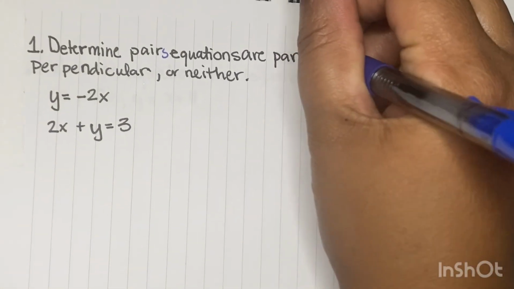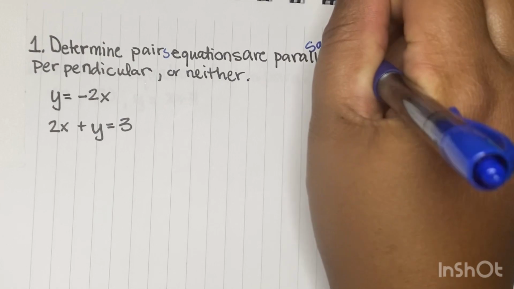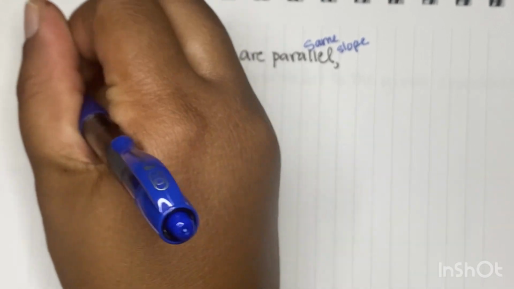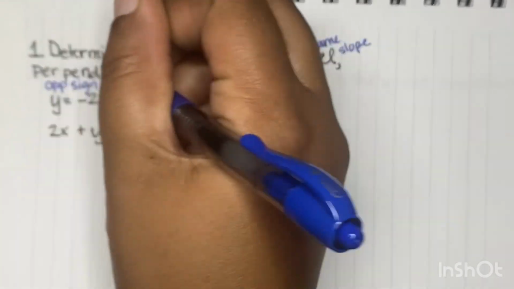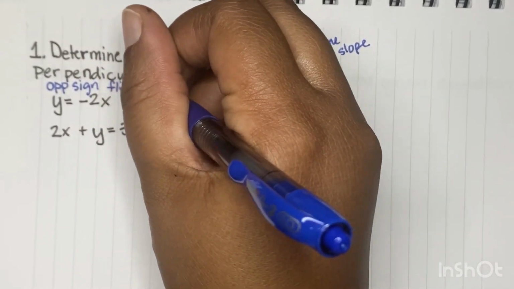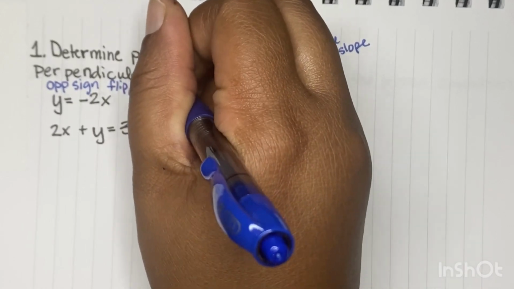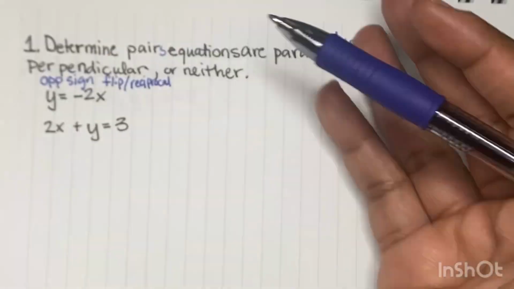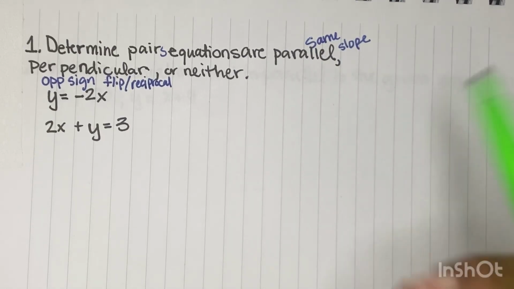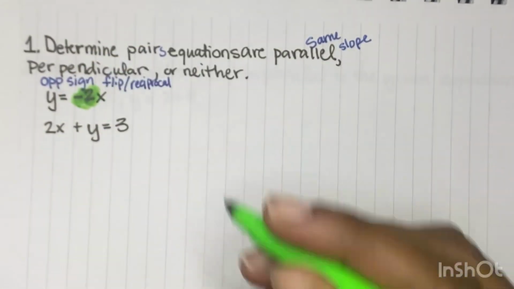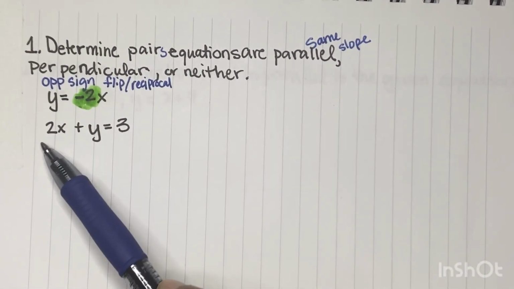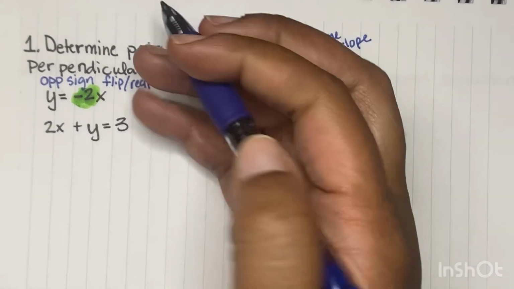Parallel means that they have the same slope. Perpendicular means opposite signs, so like positive, negative, and flips, or called reciprocal of each other. Neither means it doesn't fit in either of those conditions. So you have to know the slope is always next to the x, okay? So the slope for this first equation will be -2. And here, we cannot say 2 is a slope because it's not in slope-intercept form.